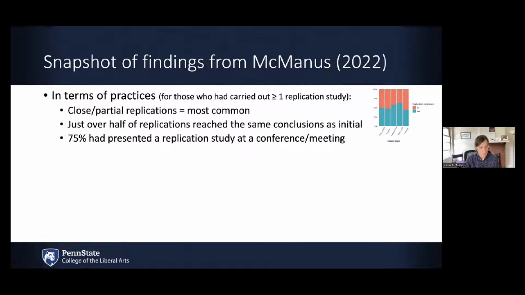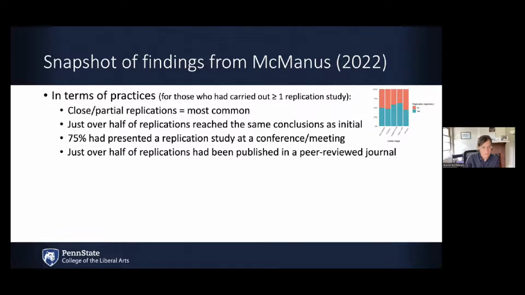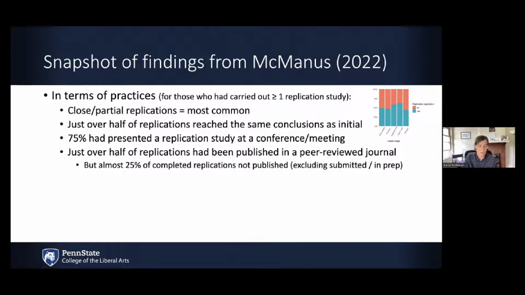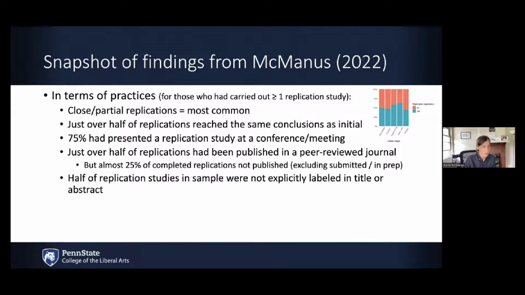75% of people said that they had presented a replication study. Remember, these are the people who carried them out, right? So three quarters of those who had done a replication study had presented at a meeting or conference, right? Just over half of the replications have been published in a peer-reviewed journal, right? But almost a quarter of completed replications were not published, excluding those submitted or in preparation, right? Which for me is quite sizable, right?